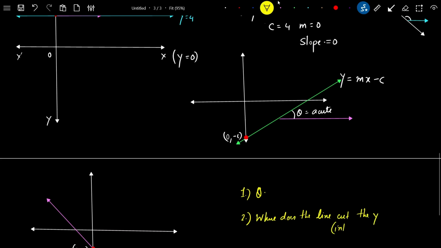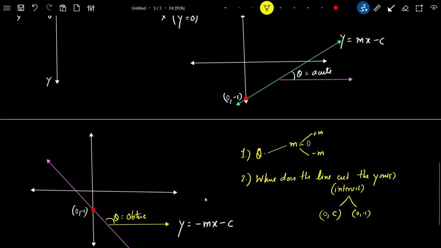Where the line intersects the y-axis, you can have only two solutions. It can be either (0, c) or it can be (0, negative c), based on that former equation. Look at theta. Based on theta, m can be equal to 0, m can be plus m, or m can be negative m. So these are the types of equations that you can work out by looking at the graph itself.